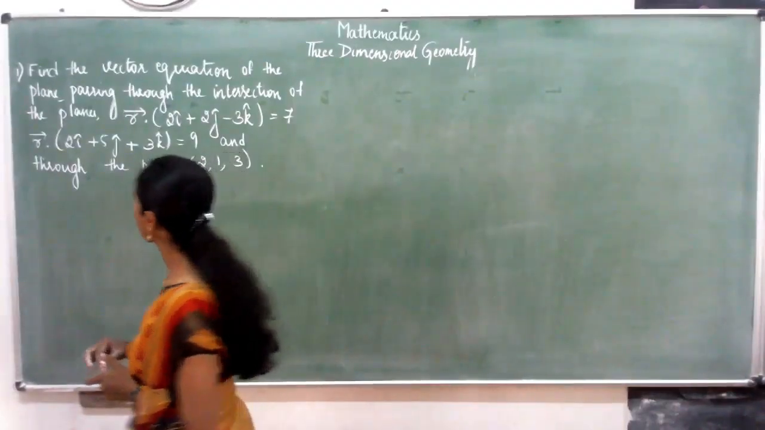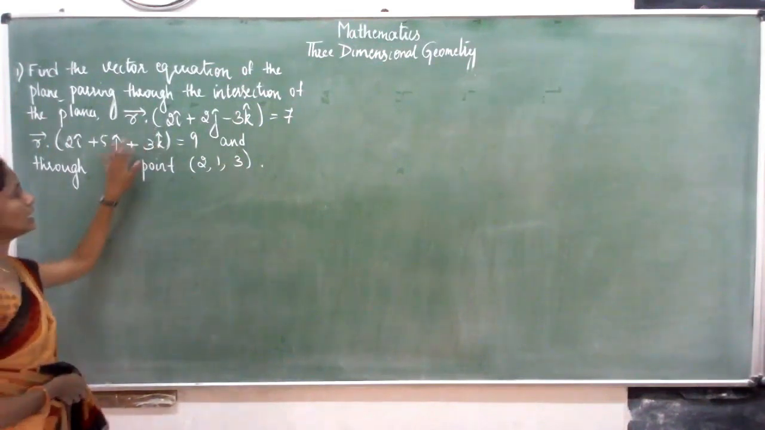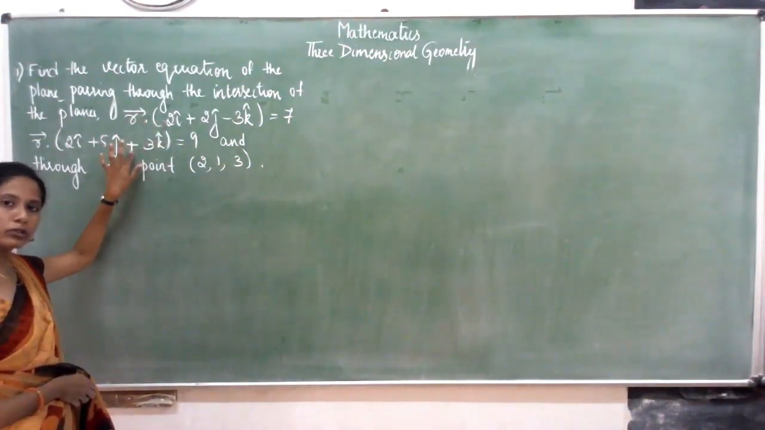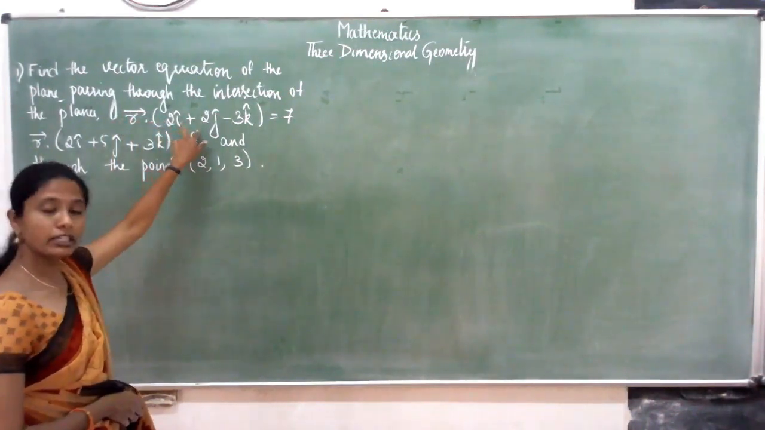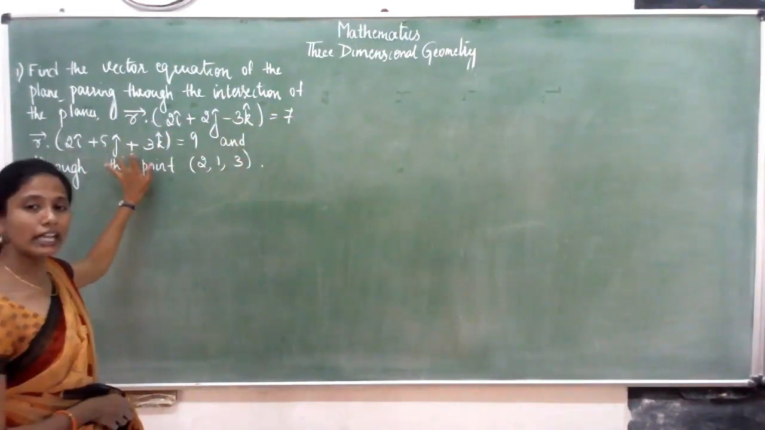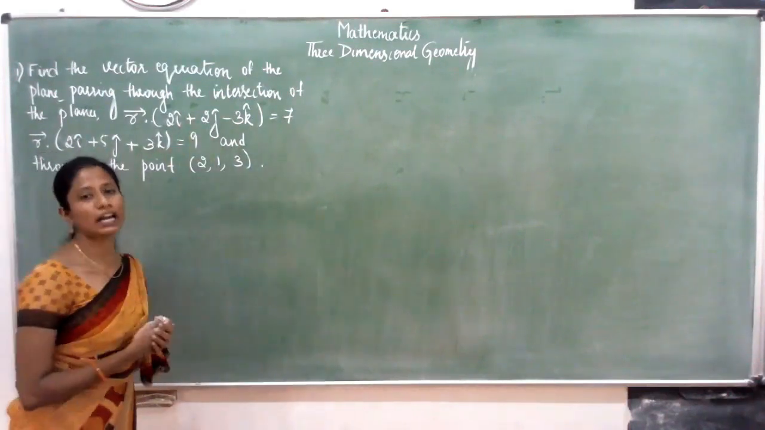Okay, first problem: find the vector equation of a plane passing through the intersection of the planes vector r dot 2i cap plus 2j cap minus 3k cap is equal to 7, and vector r dot 2i plus 5j plus 3k is equal to 9, and through the point 2, 1, 3. So these are the equations of the two planes pi 1 and pi 2. They are given in the form vector r dot n1 cap is equal to d and vector r dot n2 cap is equal to d. So first let us write this vector form into Cartesian form.